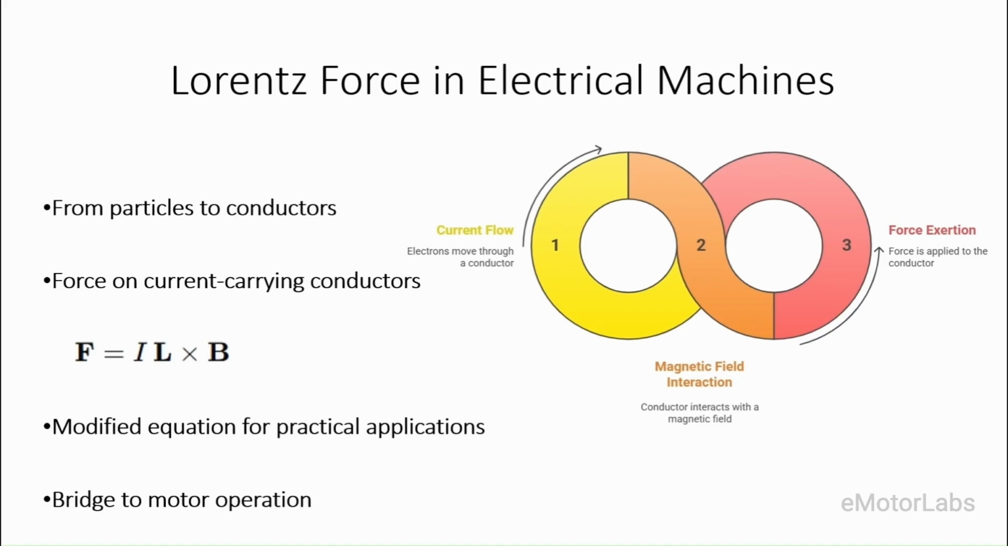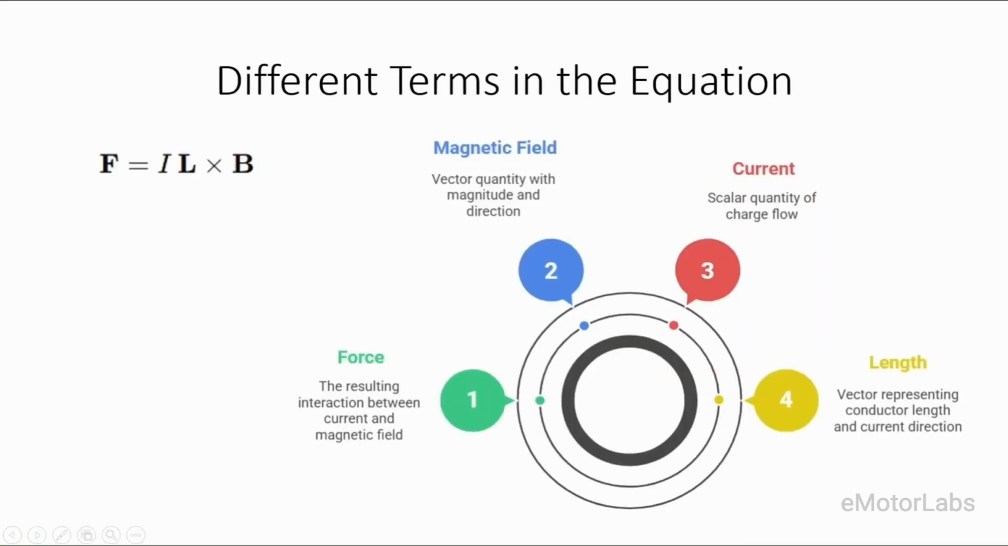The Lorentz force equation used in this case is F = IL × B. Keep in mind that this equation is derived from the general equation of the Lorentz force law. It tells us about the force experienced by the current carrying conductor when it is placed in a magnetic field.